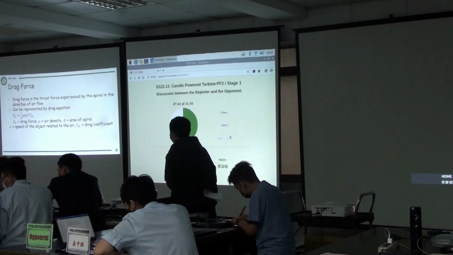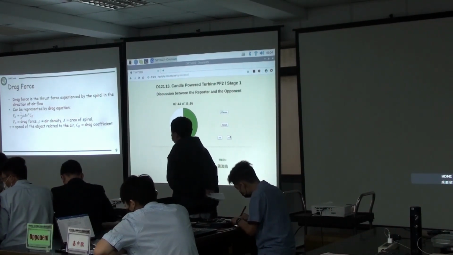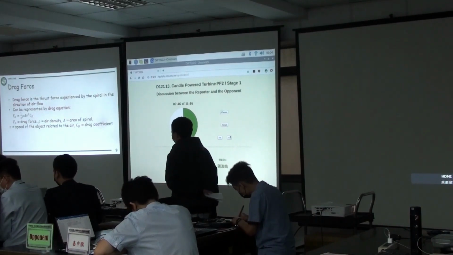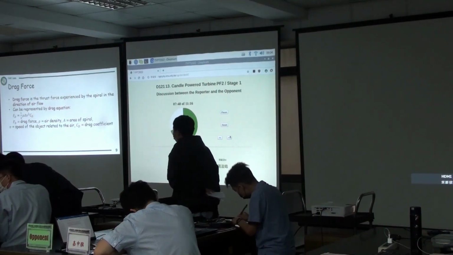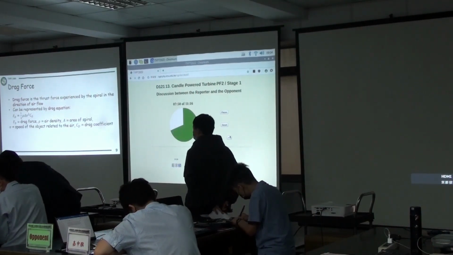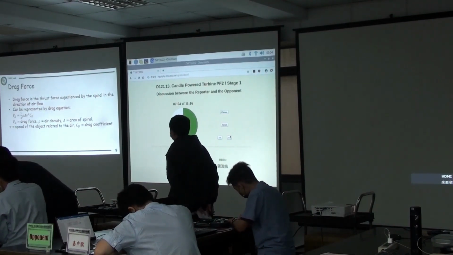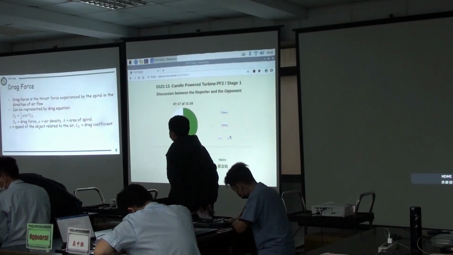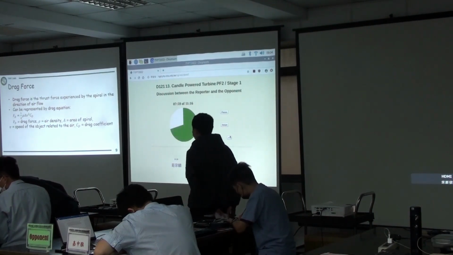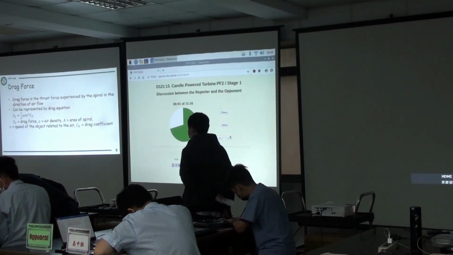Perhaps if you want to do an experiment on humidity, you might need, for example, a box or a device where you can control the humidity of the air. So maybe you can investigate this parameter if you want to.